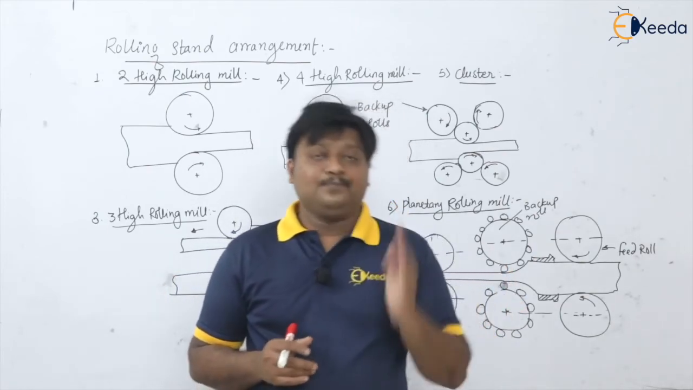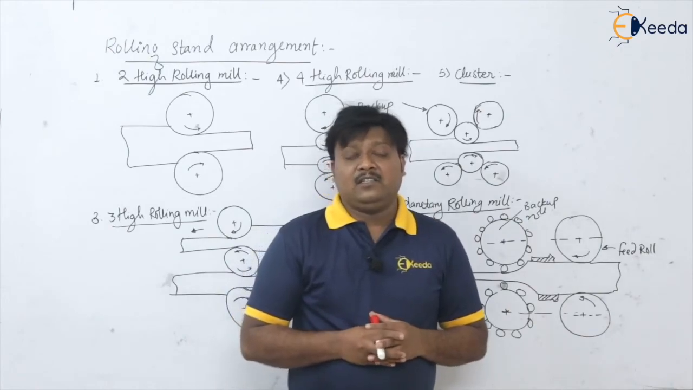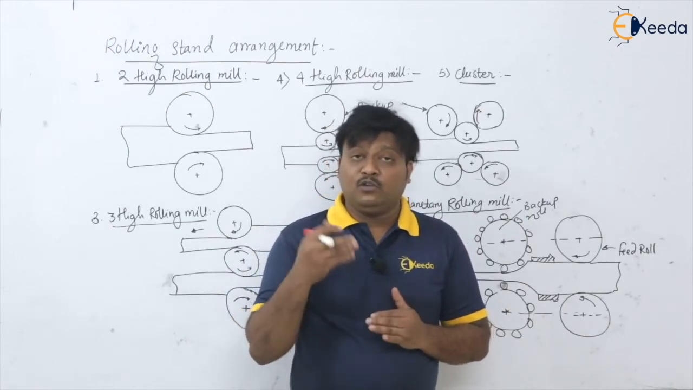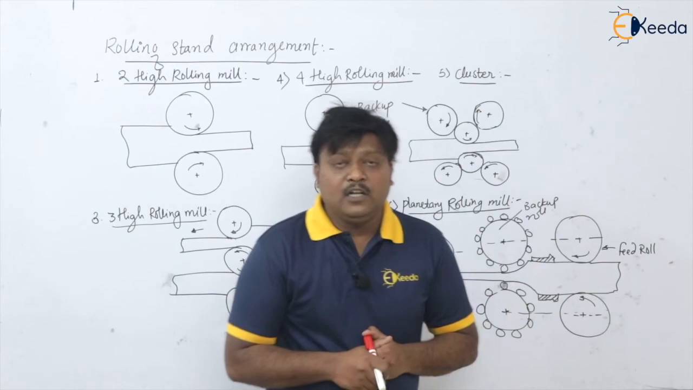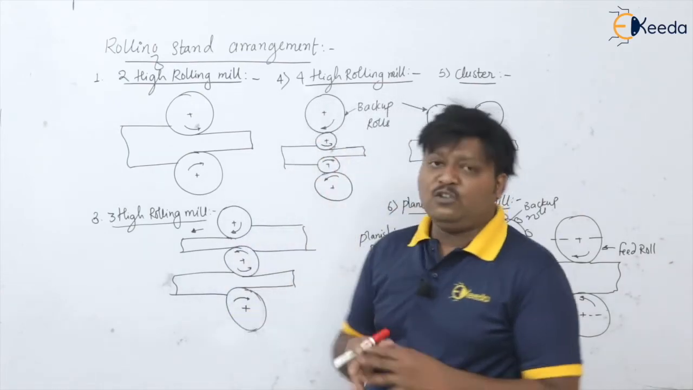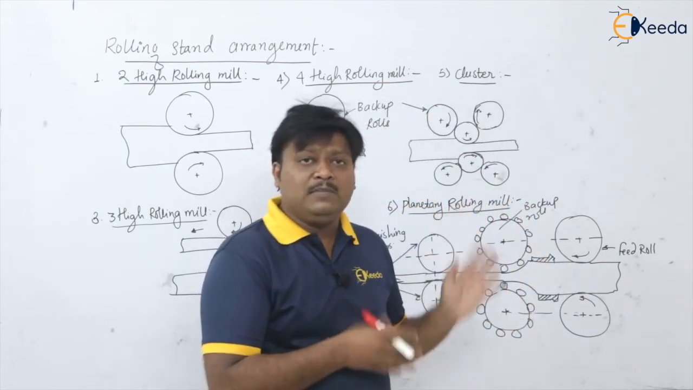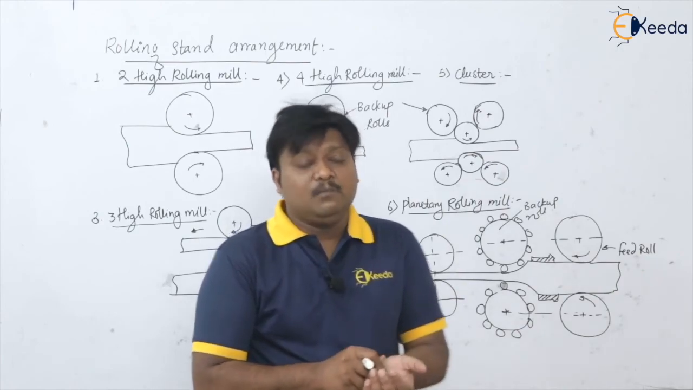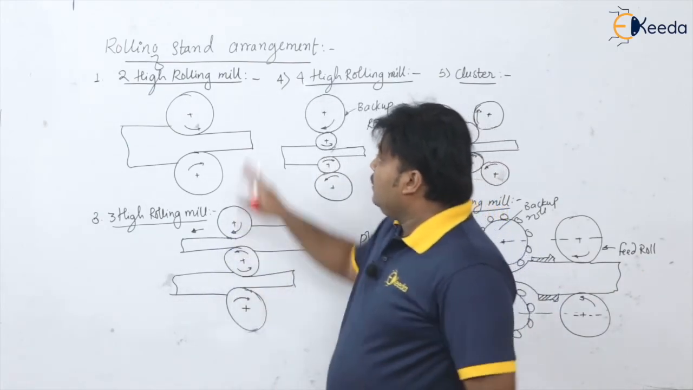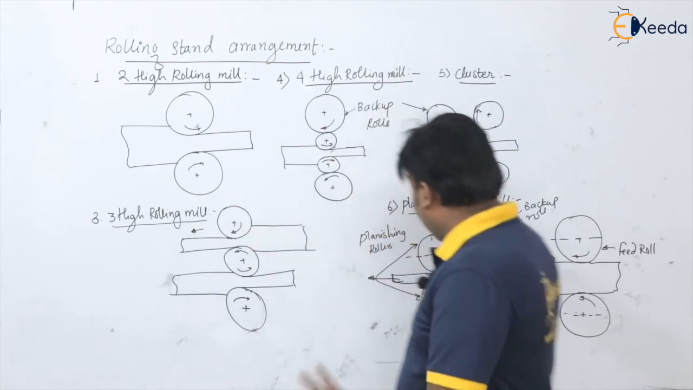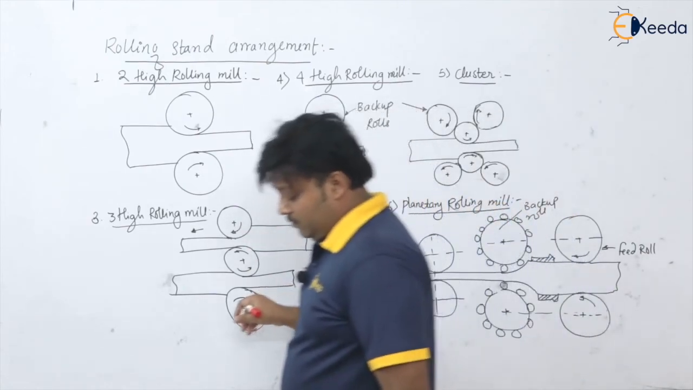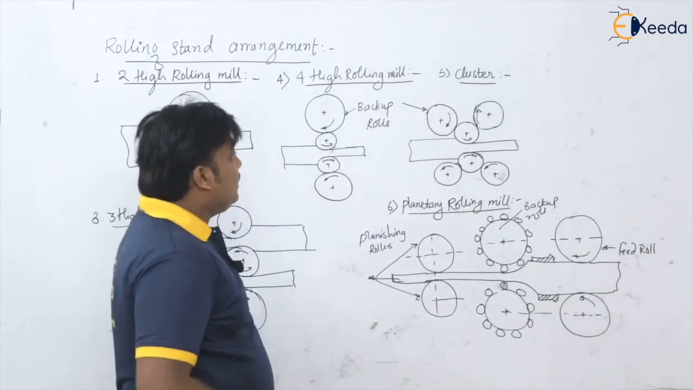So these are the arrangements in the rolling mill for the rollers, which is nothing but the rolling stand arrangement, or simply you can say these are the various types of rolling mills that we are going to see. So let us look here. I have put the diagrams on the board so that we can get it quickly.